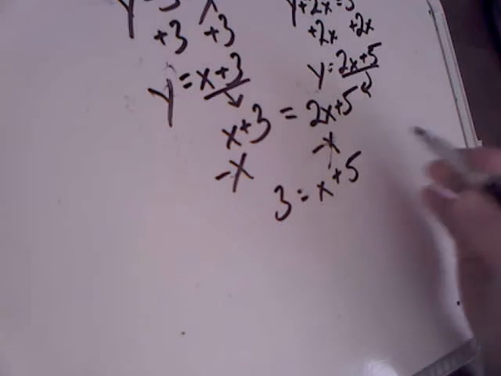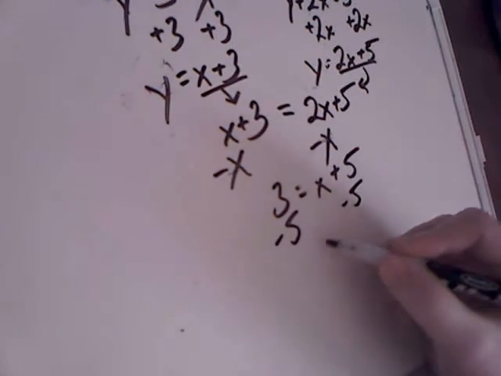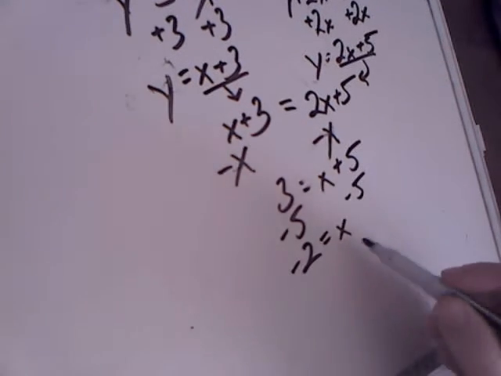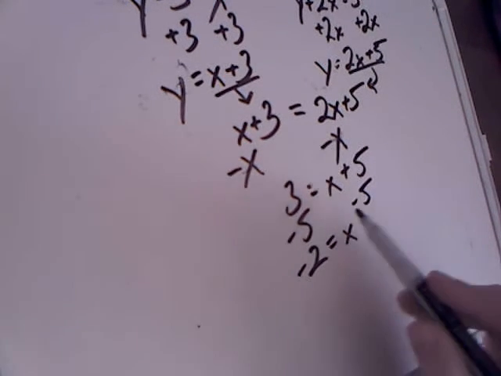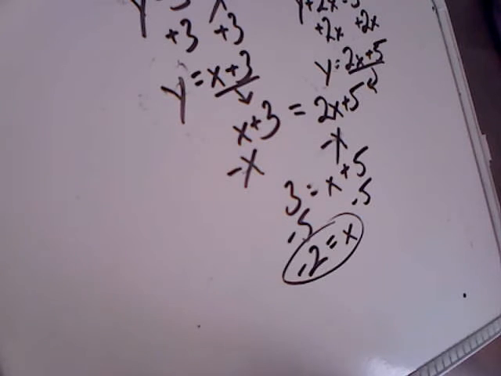Now I still need to get the 5 out of there, so what I'm going to do is subtract 5 from both sides. And I end up with x equals 3 minus 5, which is negative 2. So I know that x equals -2. I know that both of these lines intersect somewhere on a point where x is -2.